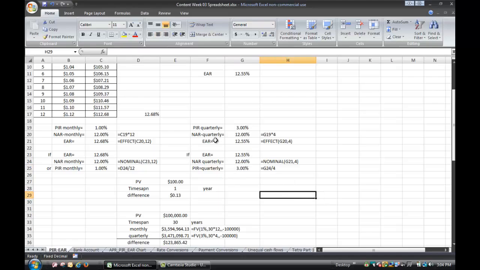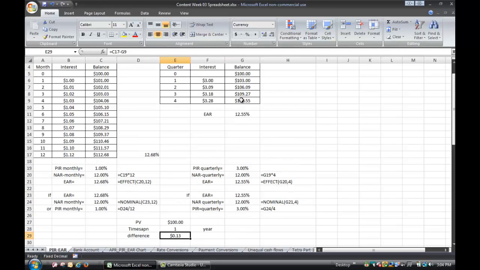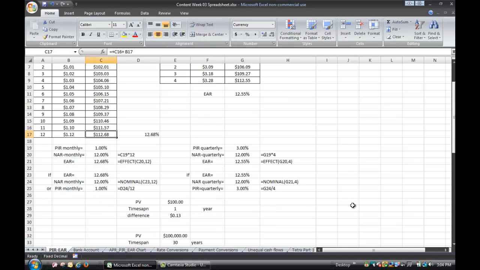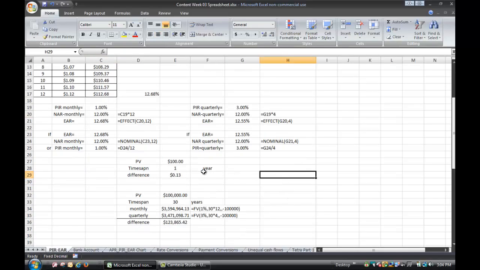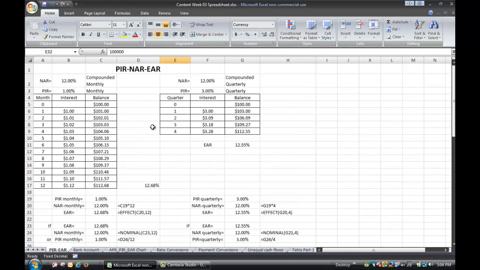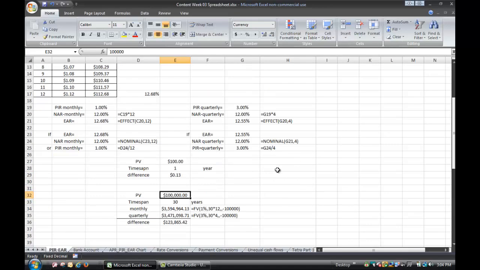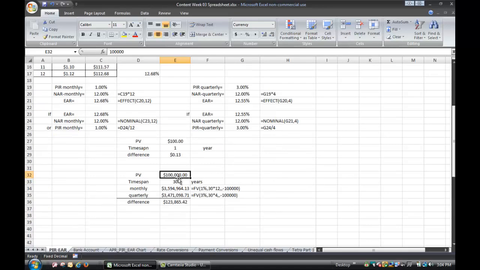Now, you may say, is this all that important? 12.68%, 12.55%. That's only 13 cents difference a year when we looked at these two in dollars and cents, or 0.13%, not much. But consider this, if you had 100,000 in that account to start with, and instead of being for 1 year or 12 months, it was 30 years, which would be 360 months, it makes a big difference.